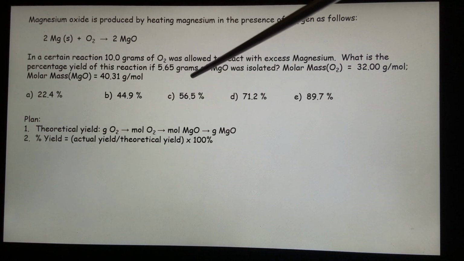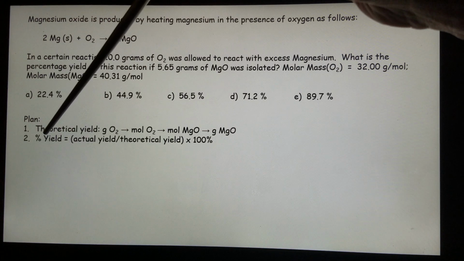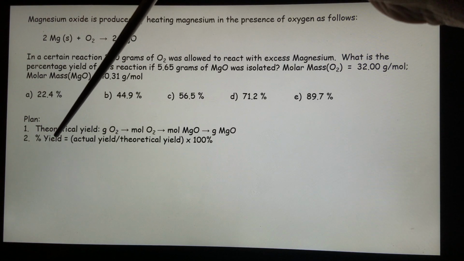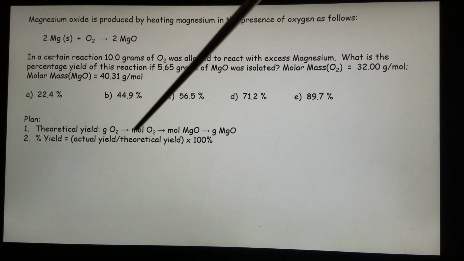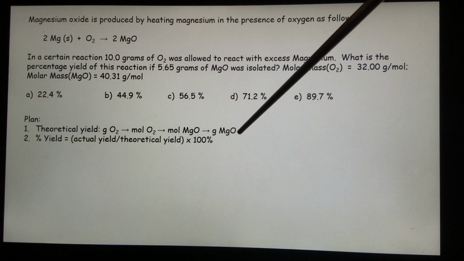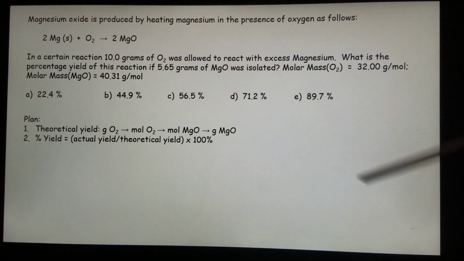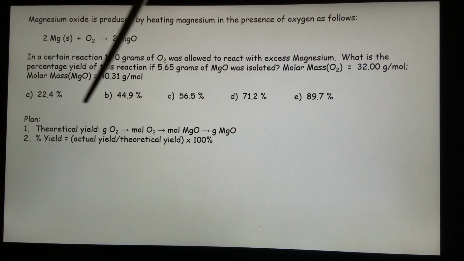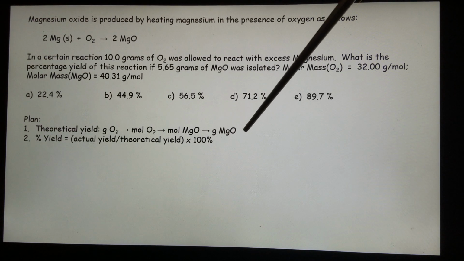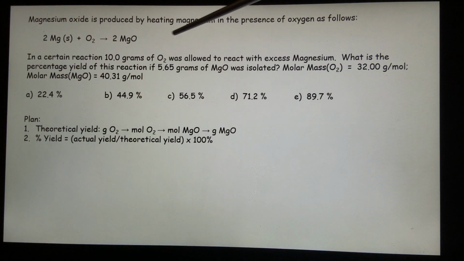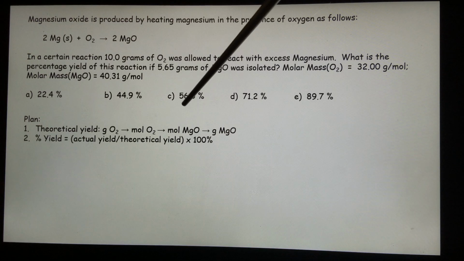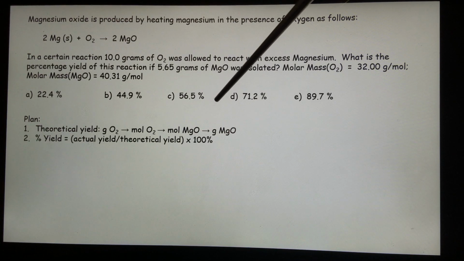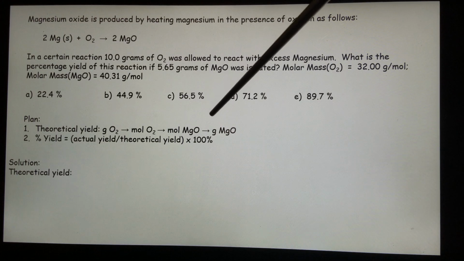The actual yield is already given, so we can just use this equation: percent yield equals actual yield divided by the theoretical yield we calculated here, then times 100%. Developing a plan or strategy is always important, especially for somewhat complicated questions like this. After you have the plan and know how to carry out the calculation, you just do it. Start to solve the problem.